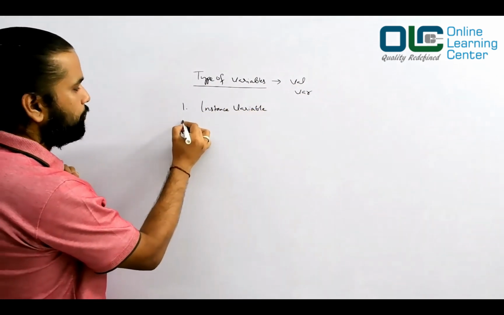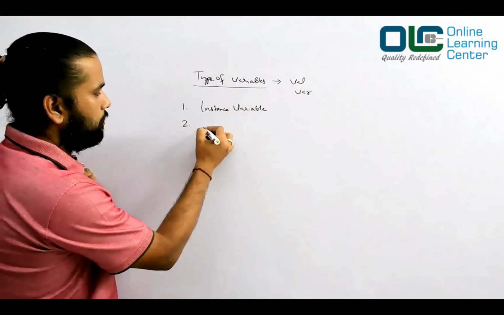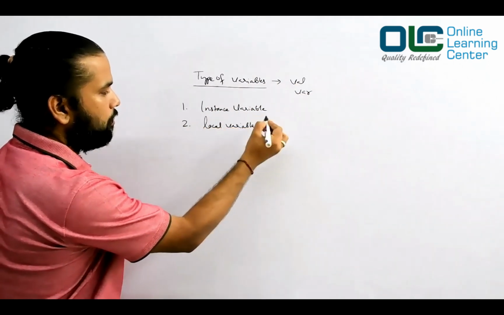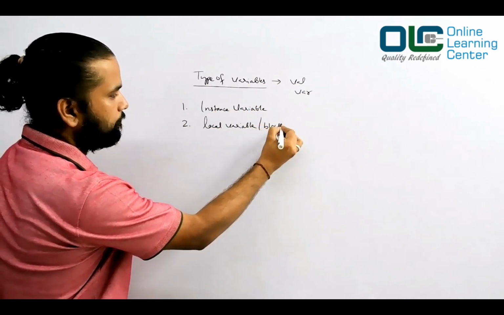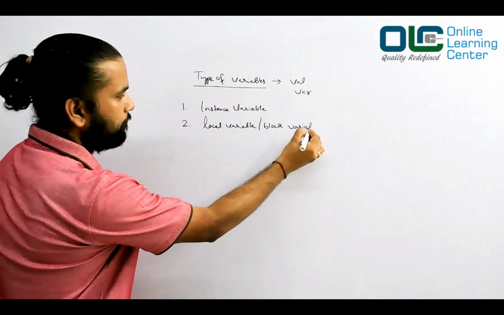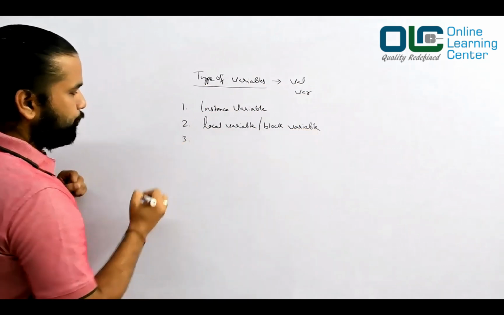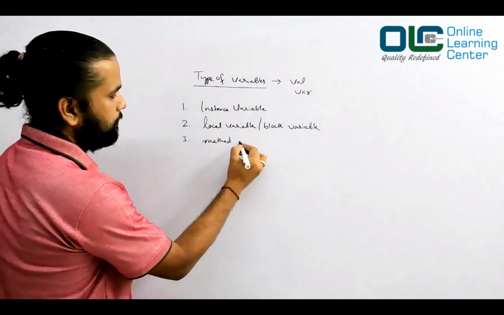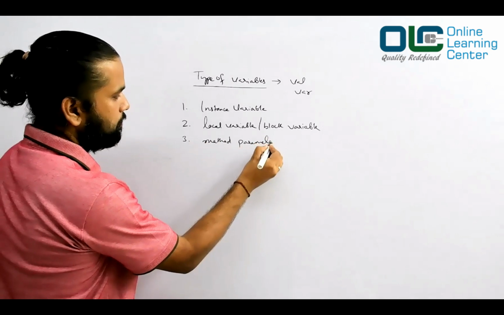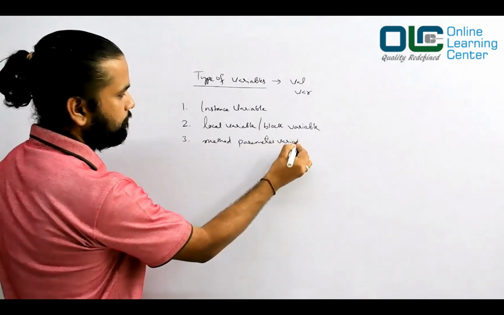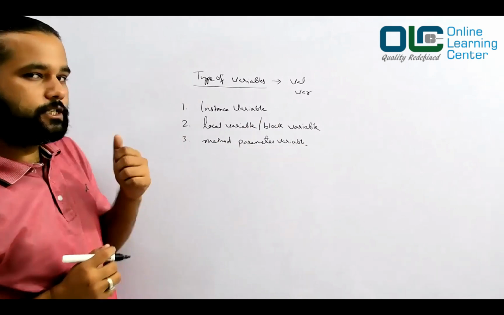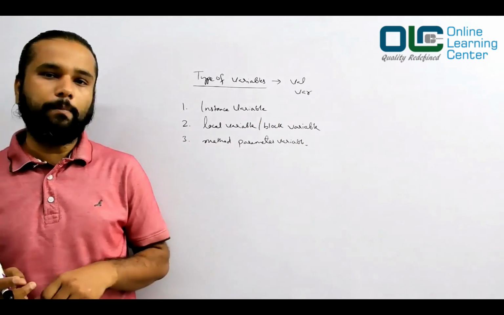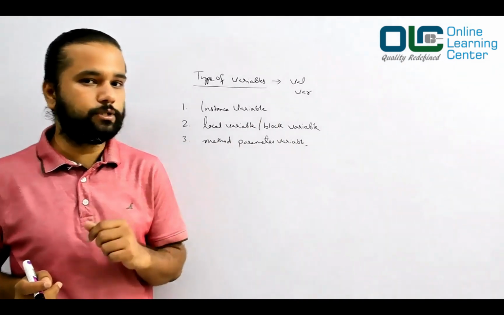Okay. Number 2, you can have a variable called local variable or block variable. Number 3, you can have a variable called method parameter variable, right? So instance variable, you can have local variable or block variable, or you can have method and parameter variable. What are those? Let's try to understand this.